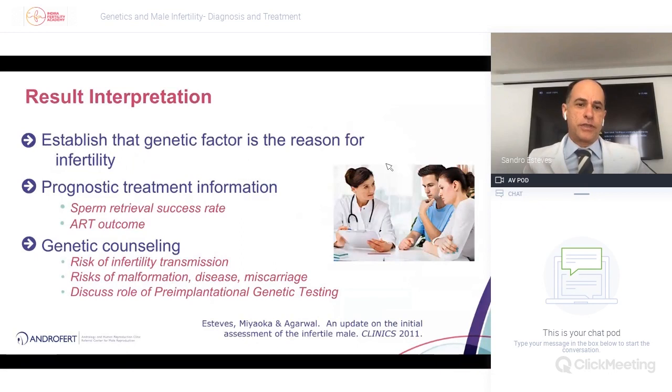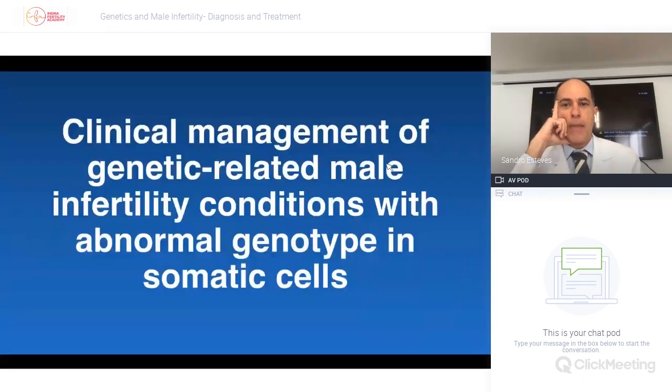The third important point concerning test results relates to genetic counseling, because then we need to discuss the risk of infertility transmission, risks of malformation, disease, and miscarriage, and discuss the role of PGT for patients undergoing IVF and ICSI. So I will discuss these conditions now when we discuss the clinical management of genetic-related male infertility conditions with abnormal genotype in somatic cells. So now let's consider Klinefelter syndrome.